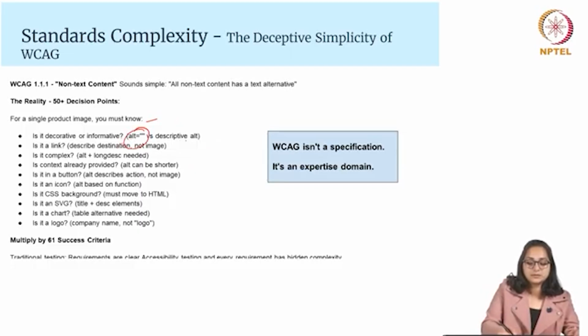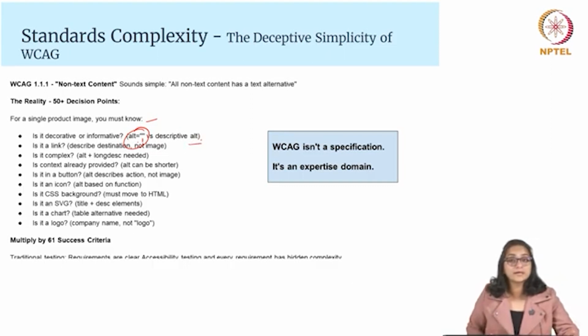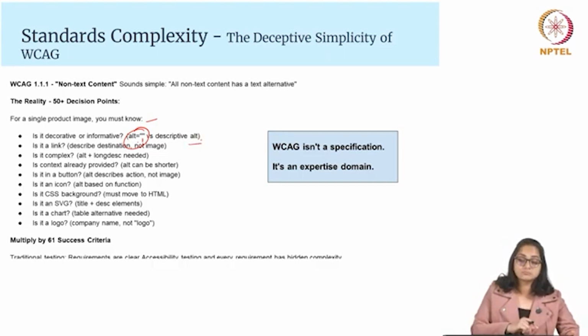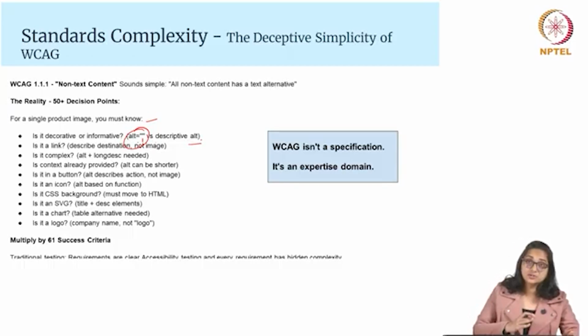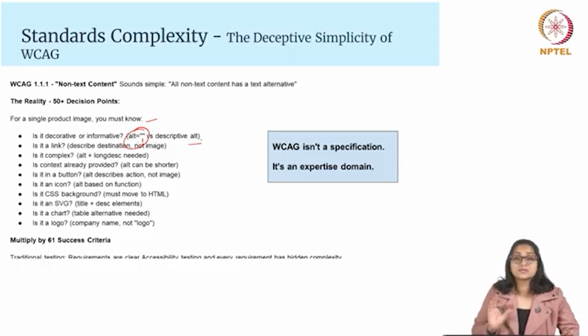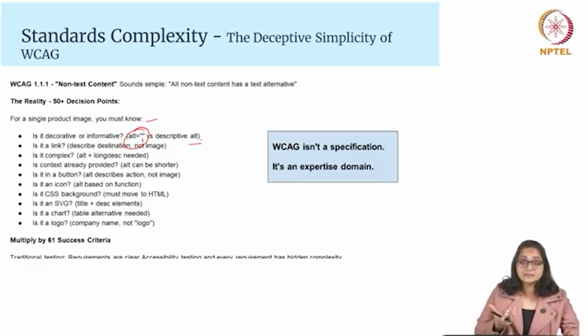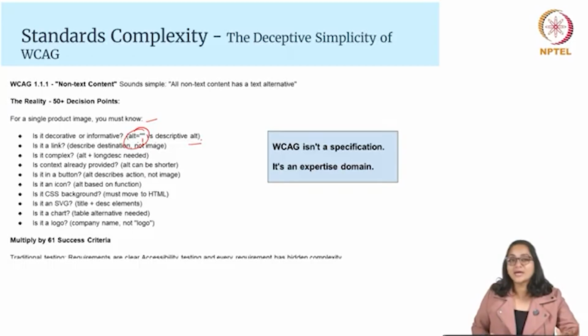Empty alt text versus descriptive alt text. Is it one word or not? Is it a description? Is it a link? Describe the destination, not the image. If it's just the link, is it complex? So all we are doing is just talking about what alt text needs to be added to an image. WCAG just says that you have to have alt text for all images. But then what kind of alt text also requires all of these points of decision.